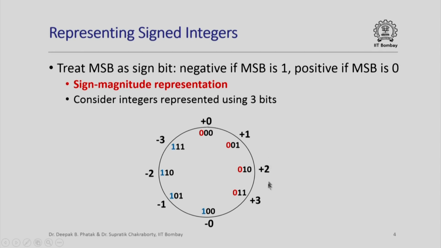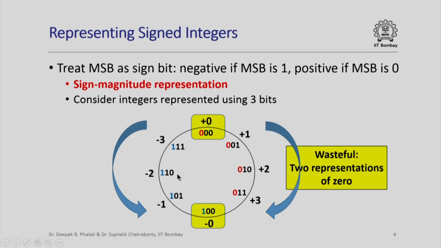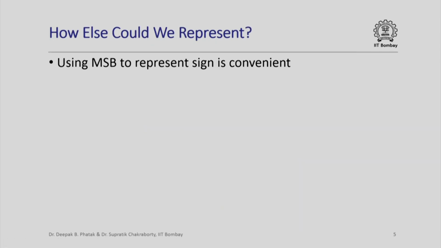So we have seen that this corresponds to plus 0, plus 1, plus 2, plus 3, and then minus 0, minus 1, minus 2, minus 3. We have also seen that this basically corresponds to 2 increasing directions, one in this way and the other in this way. These are 2 different increasing directions, and it also gives rise to this wasteful representation where we have 2 representations of 0. Now before we go to 2's complement representation, we would like to ask: how else could we represent negative integers in binary?